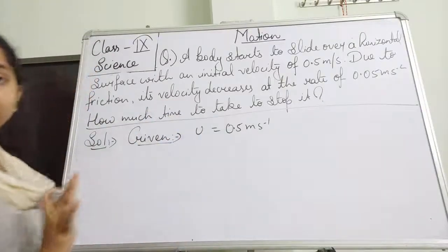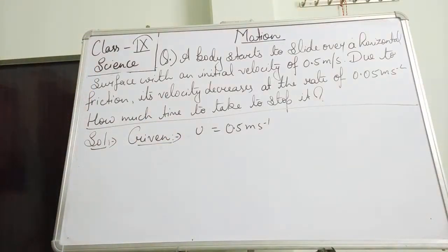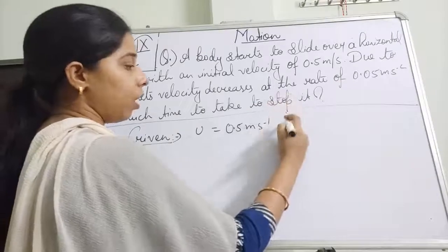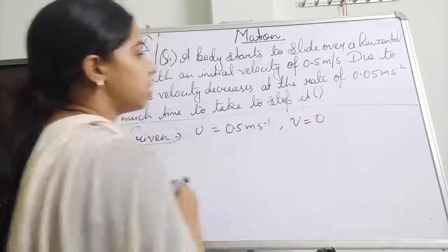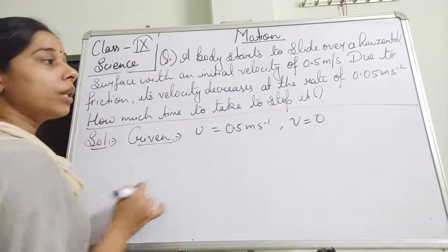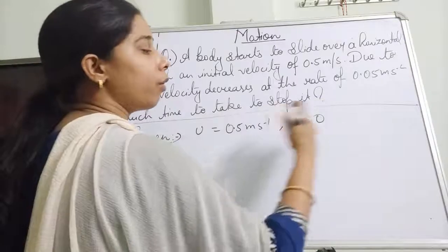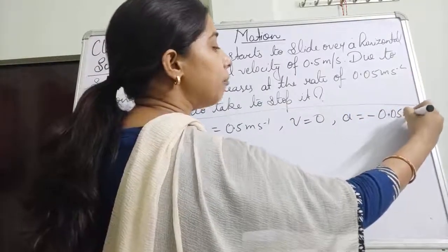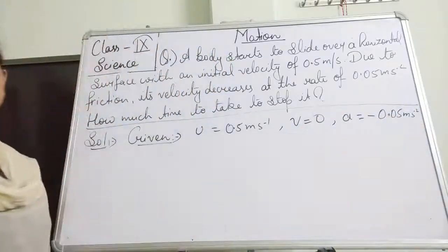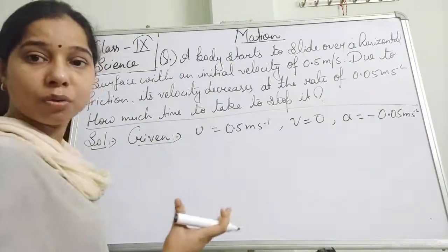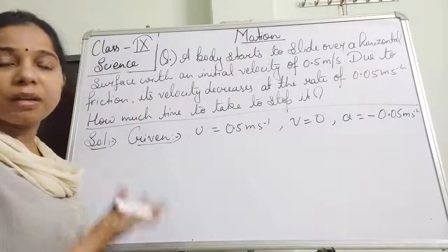So we do not know the velocity, but the velocity is decreasing in order to make the body stop. So the final velocity v will be equal to 0, and as the velocity is decreasing, the acceleration is also negative, at the rate of 0.05. So acceleration will be equal to minus 0.05 meter per second square. Obviously, the body is retarding. You know that when the velocity keeps on decreasing, retardation happens.